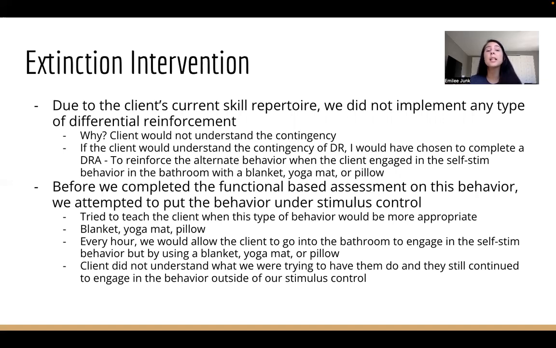Before we completed the FBA on this behavior, we did attempt to put the behavior under stimulus control. So we tried to teach the client when this type of behavior would be more appropriate. So, for example, using a blanket, yoga mat, or pillow in a private setting like a bathroom or a private room. So every hour, we would allow the client to go to the bathroom to engage in the self-stim behavior, but by using a blanket, yoga mat, or pillow instead of somebody's leg. The client did not understand what we were trying to get them to do, and they still continued to engage in the behavior outside of our stimulus control.